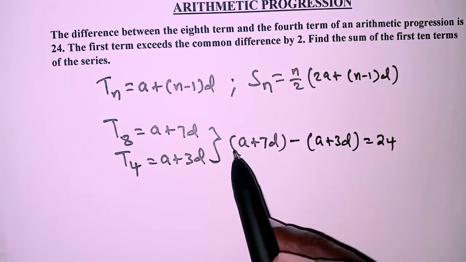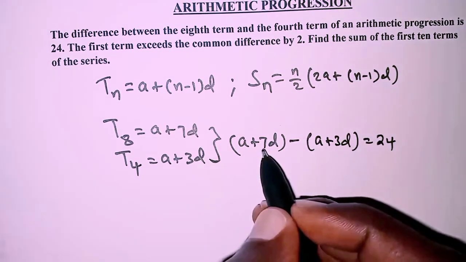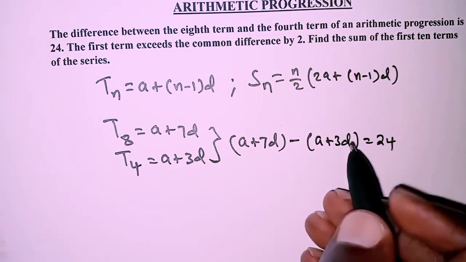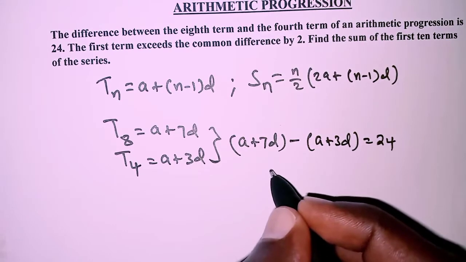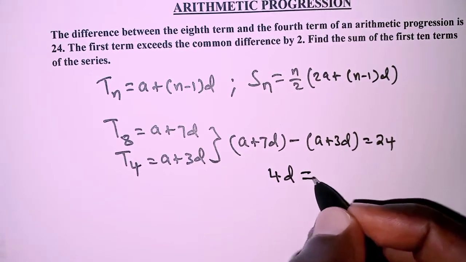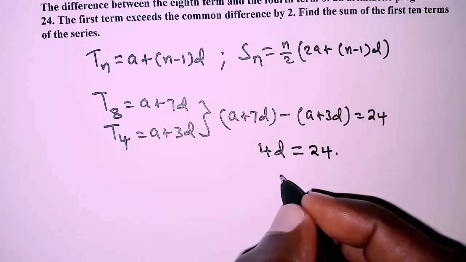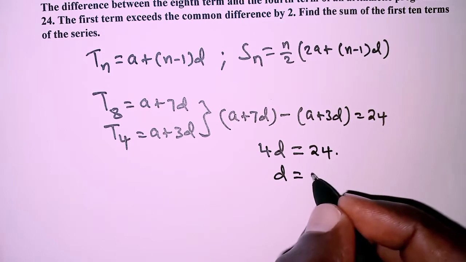So subtracting here, you can see a and a subtract and disappear, so that we have 7d minus 3d, and that is 4d, which is equal to 24. Then from here, d is therefore 6.